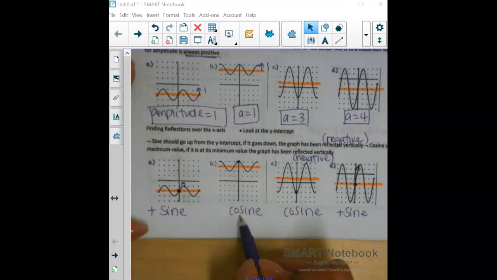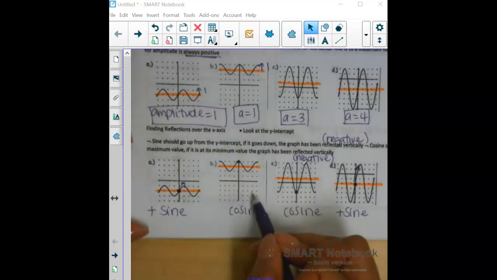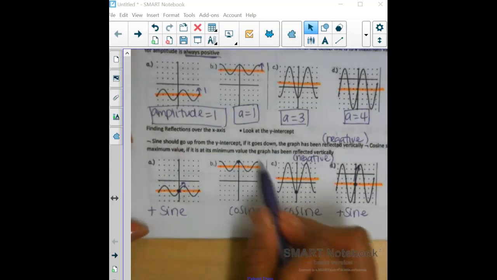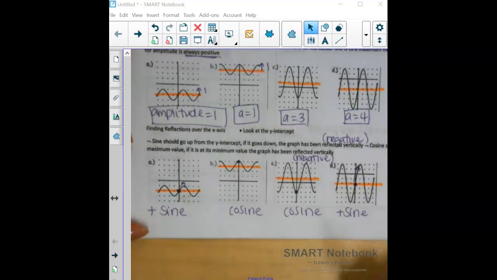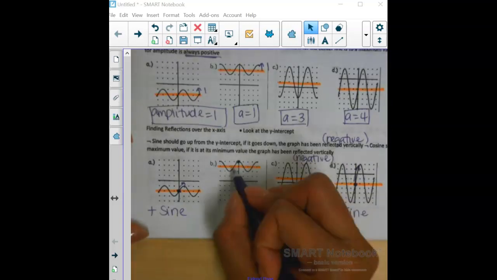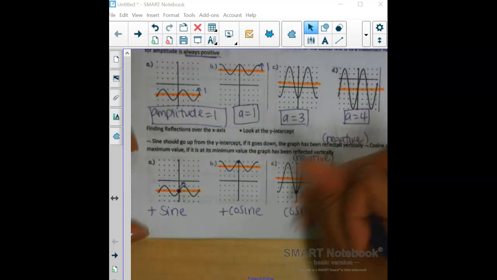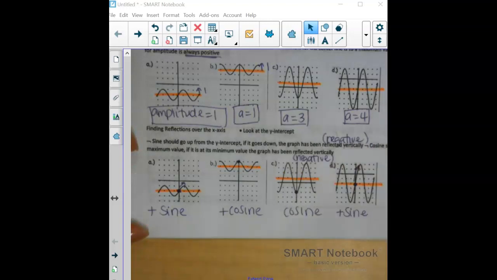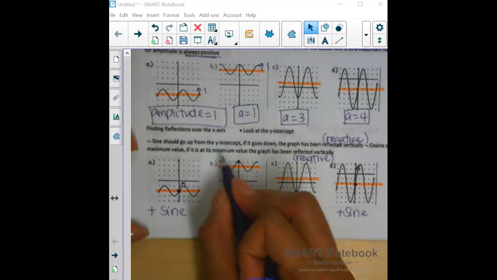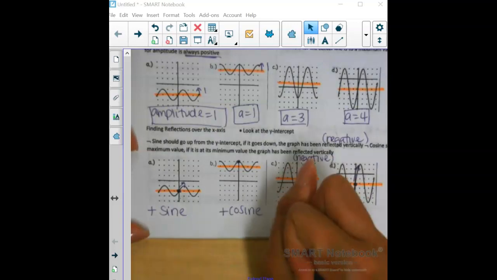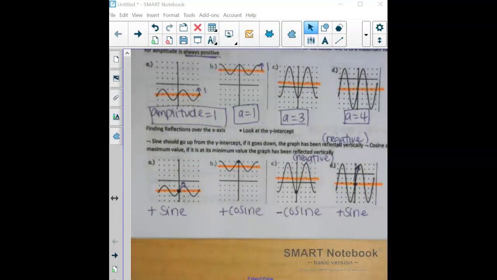So for cosine, for this first one here for letter B, Fatima, what's the starting point? Is it starting at a maximum or a minimum for B? Maximum. Maximum means that your cosine is going to be positive. It's a positive cosine graph. What about for letter C, Fatima? Is that starting at a maximum or a minimum? Since it's starting at a minimum, which is down here, I'm going to put a little negative sign in front of cosine. That should be what you're starting with.